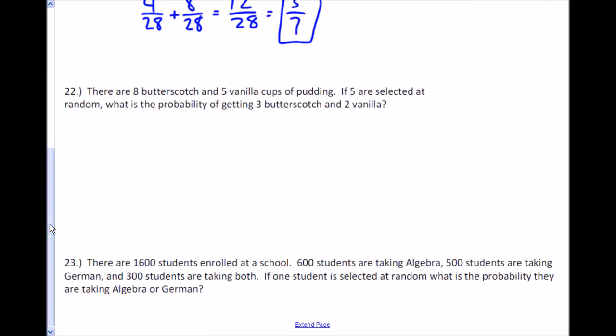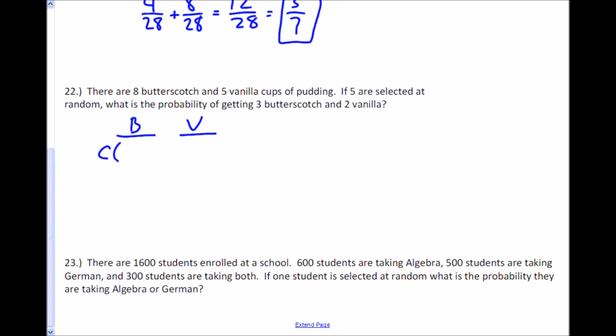And this one says that there are 8 butterscotch and 5 vanilla cups of pudding. 5 are selected at random. What's the probability of getting 3 butterscotch and 2 vanilla? So for this one, this is a little bit more complicated. I am choosing a couple different things. I'm choosing the butterscotch, and then I'm also choosing the vanilla. And so what I have to do is I have to do a combination for each of these.